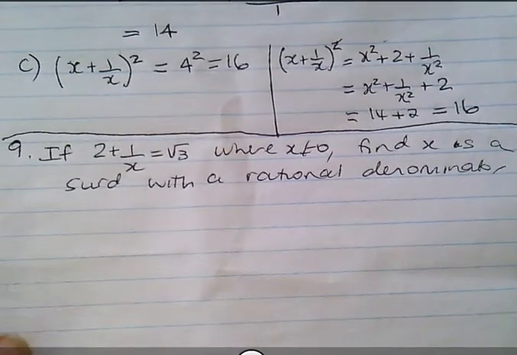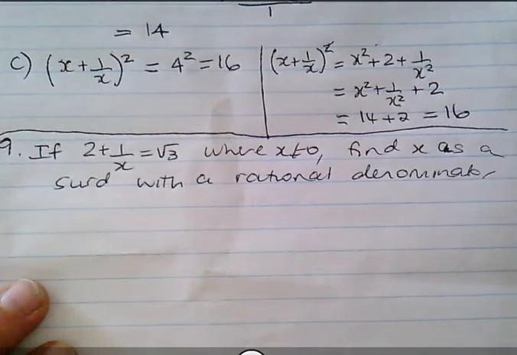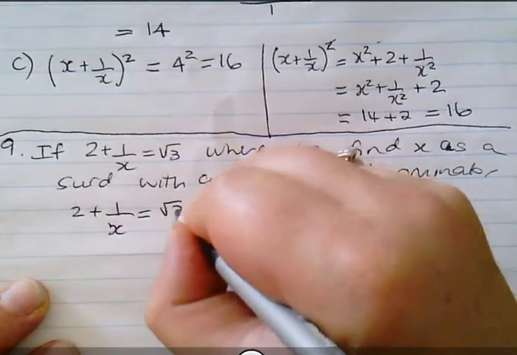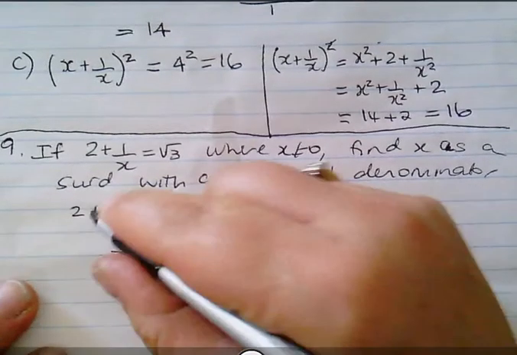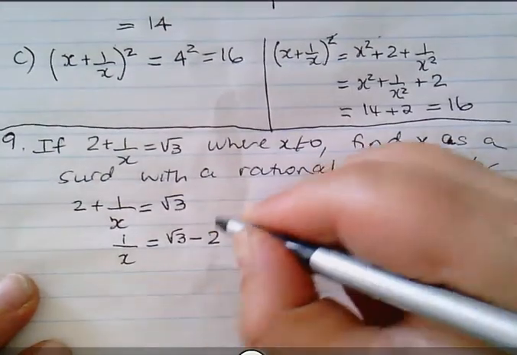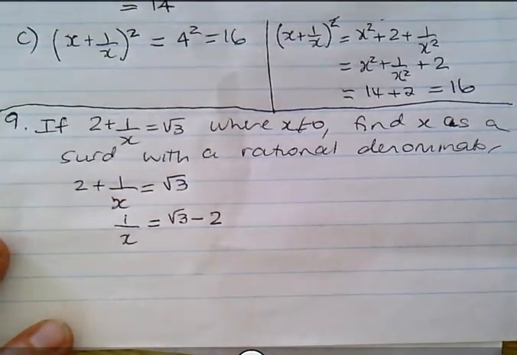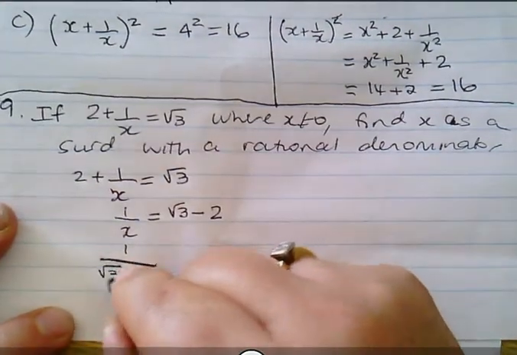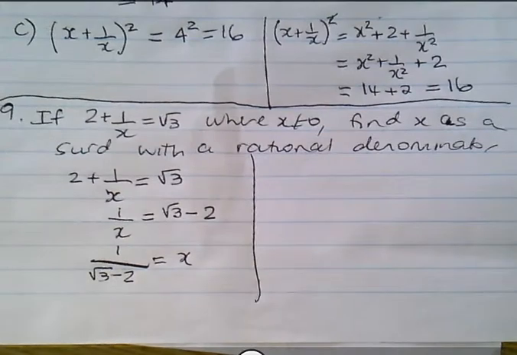And just this last one, question 9. If 2 plus 1 on x equals root 3, find x as a surd with a rational denominator. I don't like the way that looks. So, why don't we just rearrange it? What have I got? 1 on x equals root 3 minus 2. I still don't even like the way that looks. Why don't I swap root 3 minus 2 with the x? So 1 over root 3 minus 2 equals x. Rationalise that now. See what I've done?